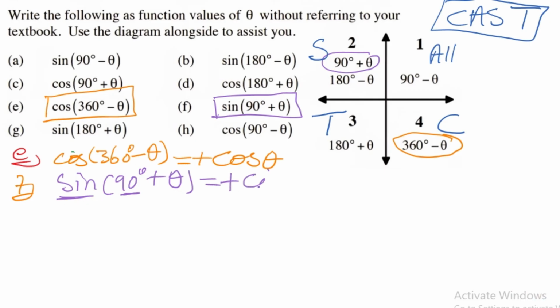So we will have cos theta. This ratio is sine, so the ratio must change to cos. So that becomes the answer right there.